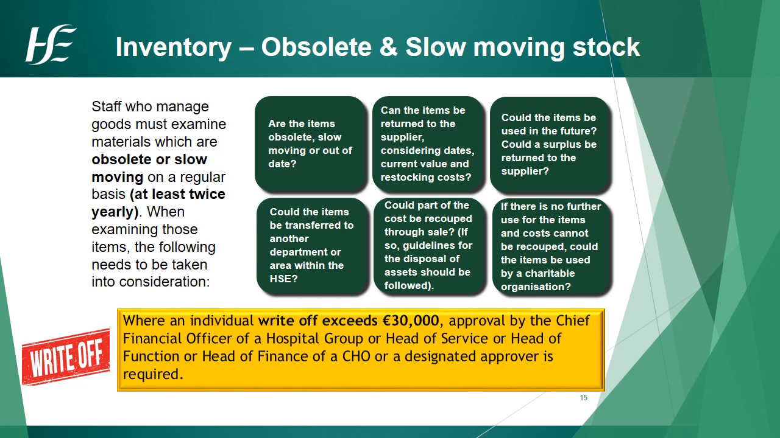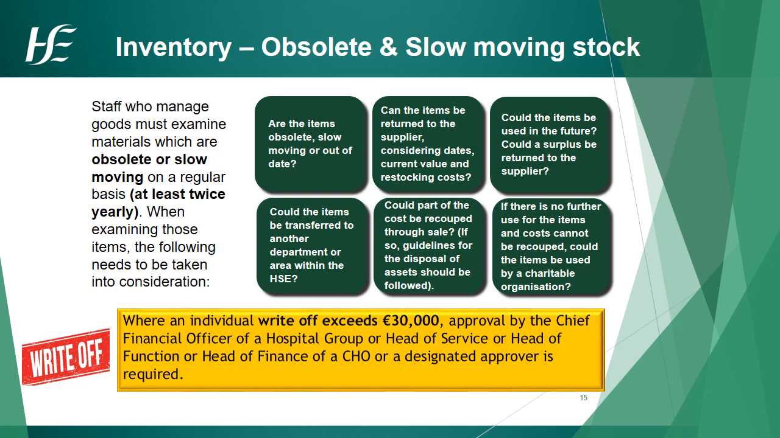If you manage goods, you must examine those materials that are slow-moving on a regular basis, and at a minimum twice yearly. You should consider, firstly, identify: are the items obsolete, slow-moving or out of date? Can the items be returned to the supplier? Also consider here the dates, the current value and the restocking or returning costs involved. Could the item be used again in the future? Can some surplus be returned to the supplier? Similar to the previous point, take account of dates, values and costs.